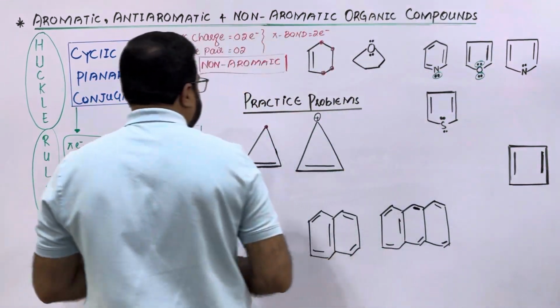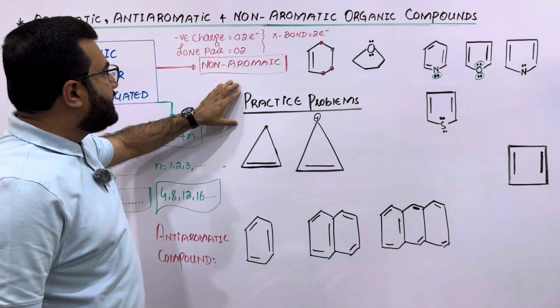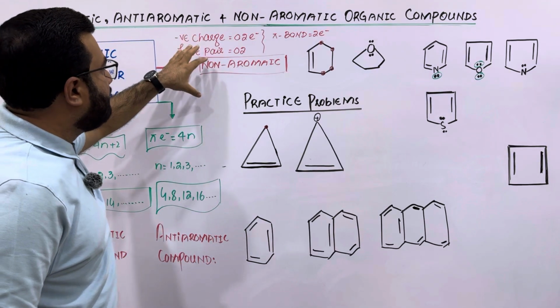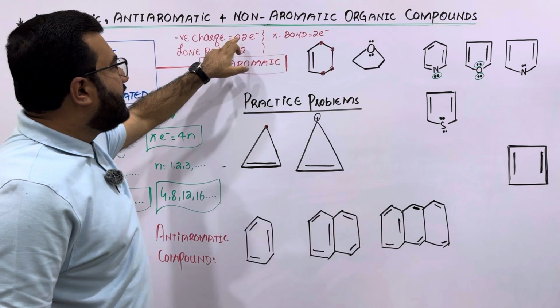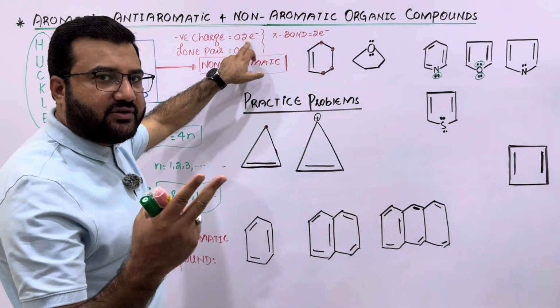Now let us discuss some practice problems. But before discussing the practice problems, let me tell you one very important point, that in an organic compound where negative charge is written, that will be equivalent to 2 pi electrons.